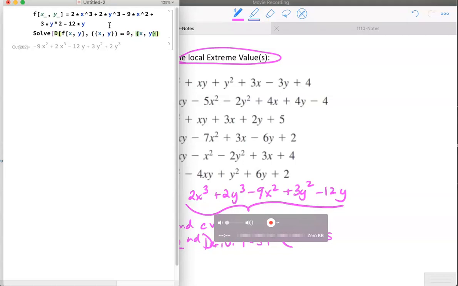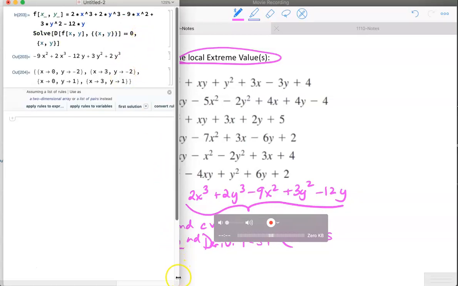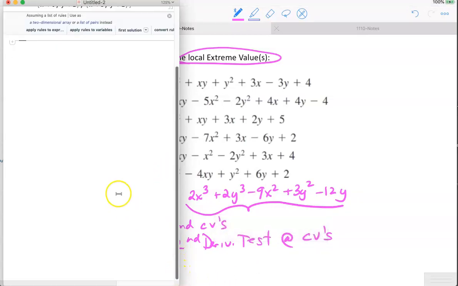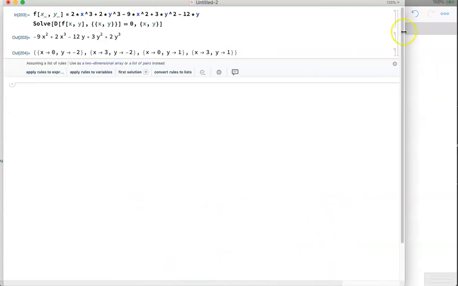Making sure that I close off my parentheses, you can see here that according to this solution we have 4 critical points. Okay, we have 4 critical values of this function.